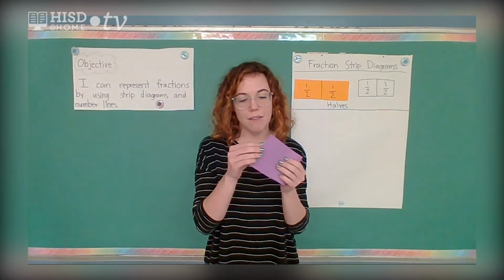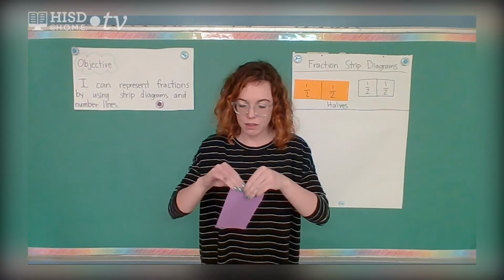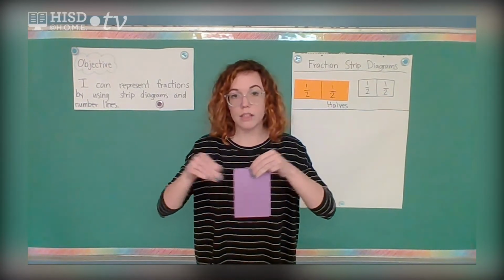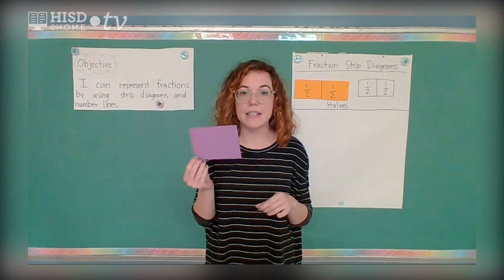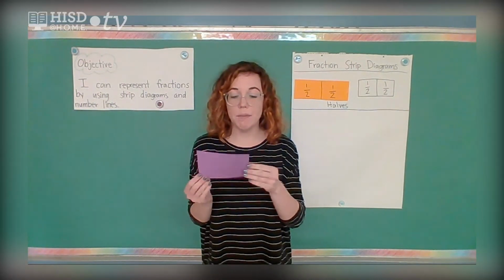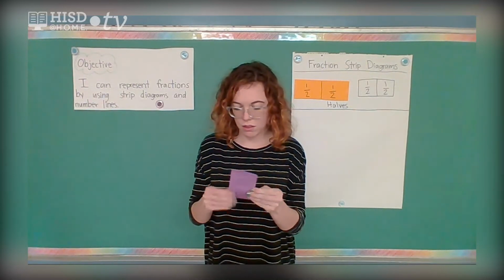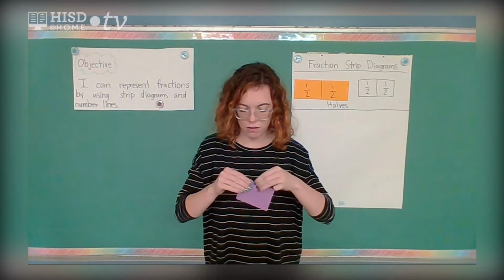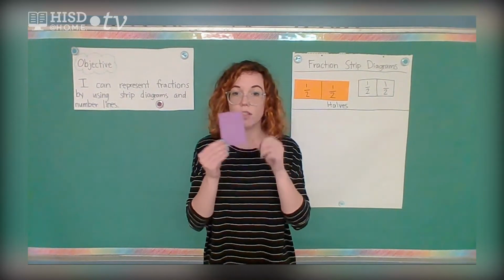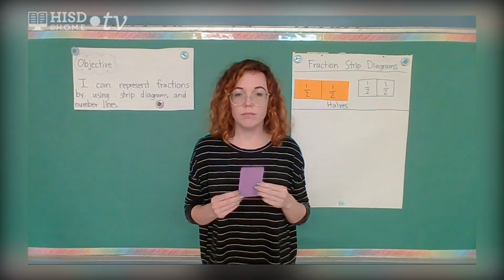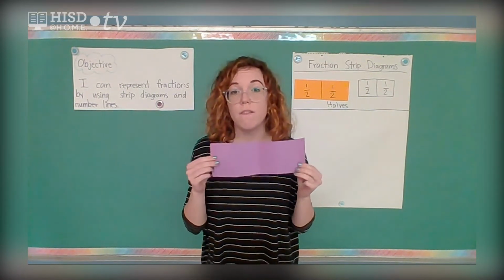I'm going to fold it in half, like I said, matching those corners to the best of my ability. Holding it nice and tight so I can see that crease. So then it looks like this. And now I'm going to fold that paper in half again. So it looks like this. I'm going to unfold it and we'll see that there are 4 parts.